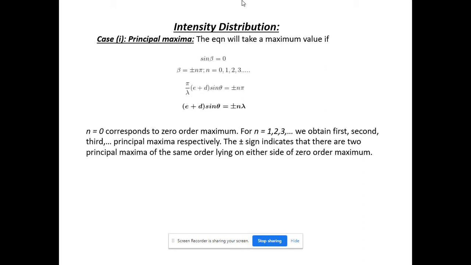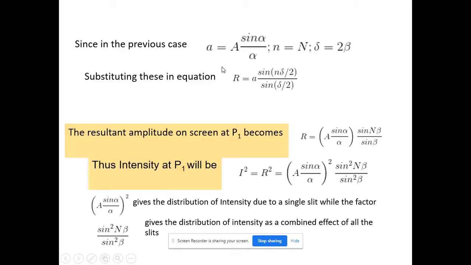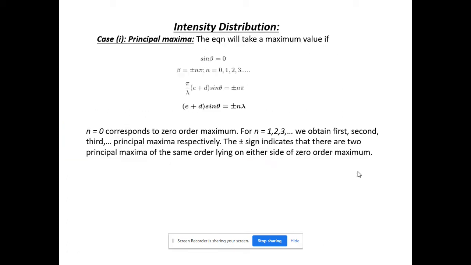Because for all these values of n, beta will be such that sine beta equals 0. Going back to this point, essentially sine n beta will also be 0, and this ratio gives the possible value of capital N. If you put beta equal to 0, beta equal to pi, beta equal to 2 pi, ultimately the intensity for all these maxima will be proportional to capital N square. That is the intensity of the maxima.